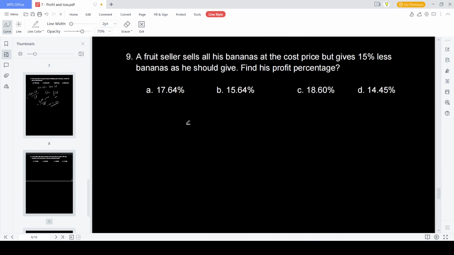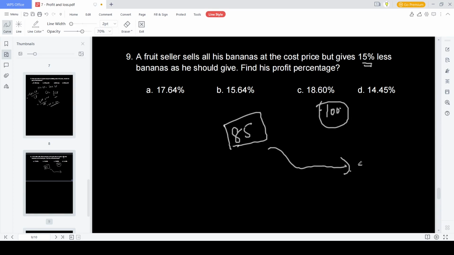Next question. A fruit seller sells all his bananas at the cost price but gives 15% fewer bananas than he should give. Find his profit percent. So suppose he sold 100 bananas. He doesn't make a profit on paper, but he gives 15% less. So he gives only 85 bananas, but he charges for 100. So the selling price of the other 15 bananas is considered as profit.